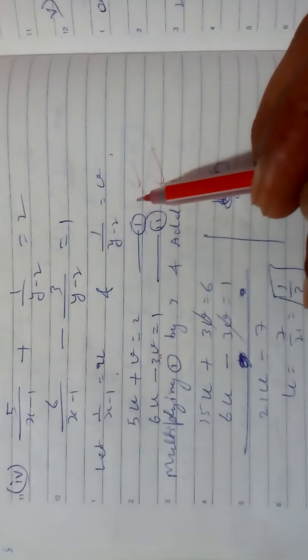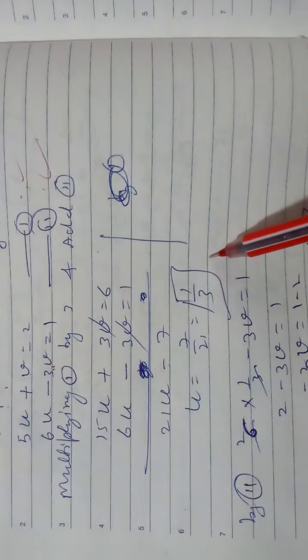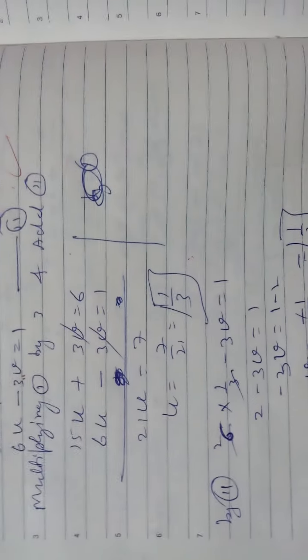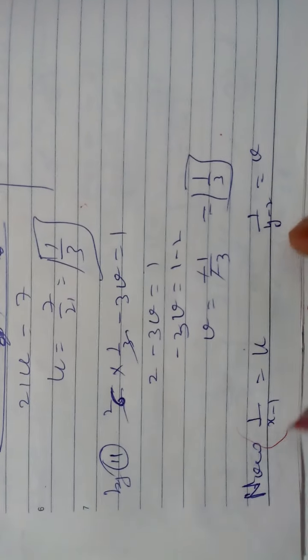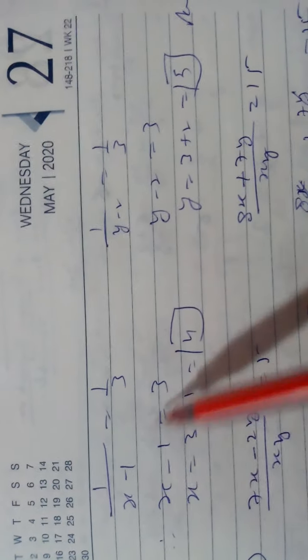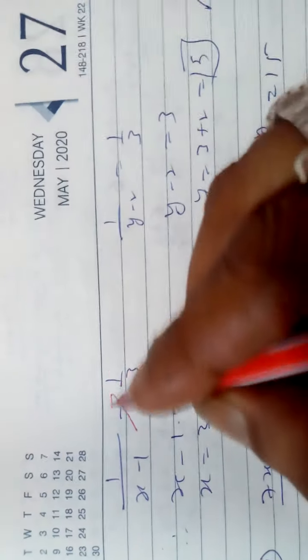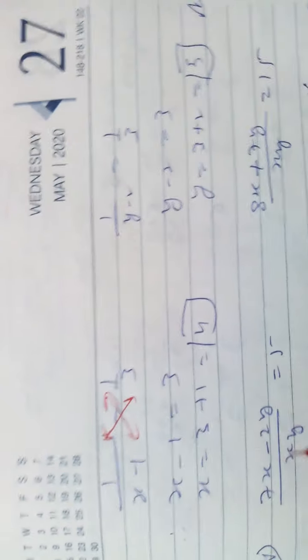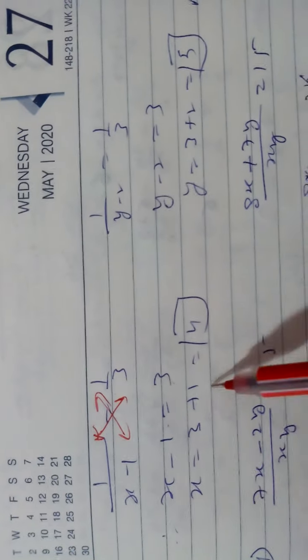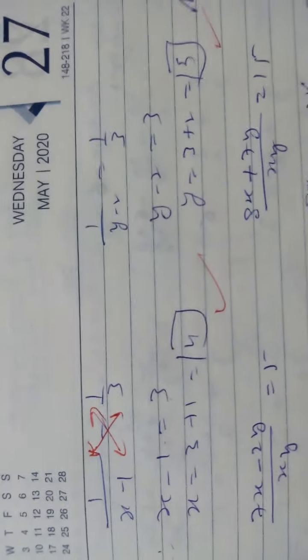So multiply first by 3 and then adding, getting u. Putting u in any equation, you are getting v. And then u and v you write in the form of your assumption. What is the assumption? U is 1 upon x minus 1, v is 1 upon y minus 2. Put the values on both sides. Cross multiply, x minus 1 into 1 like this. You are getting here cross multiplication, and 3 into 1 is 3. Simplify, your answer is 4 and 5.